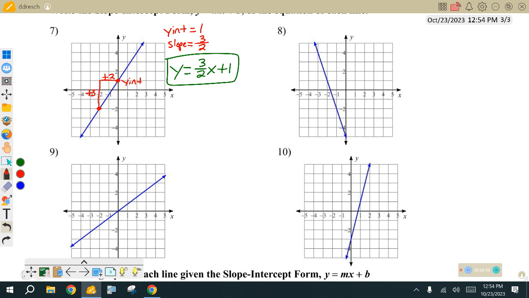The y-intercept's at a nice number. Number 8. Where's the y-intercept at? Where's it across my y-axis? Down there at -5. Correct. So the y-intercept's at -5. Okay, we've got half of it done.